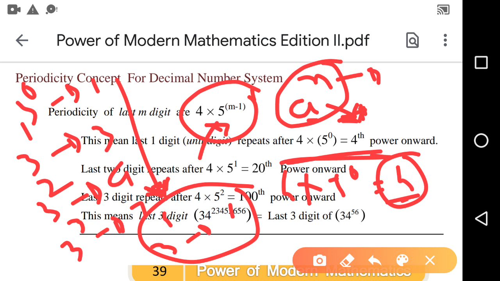remainder when it is divided by 10 gets repeated. So the length of this cycle is nothing but 4, and we call this 4 the least period, or the least period is 4 for the last one digit.